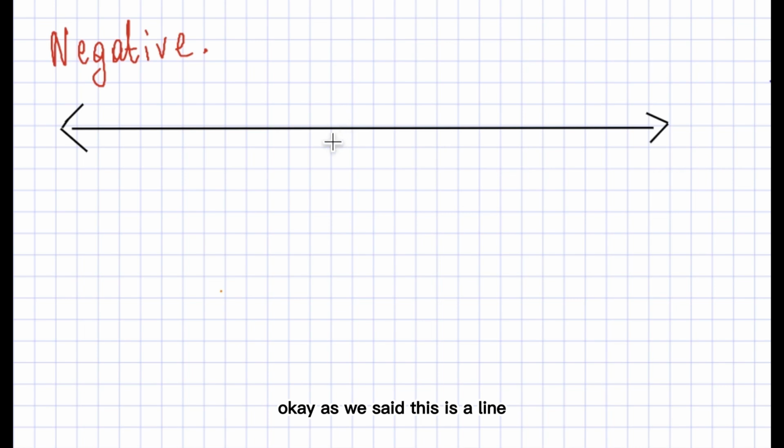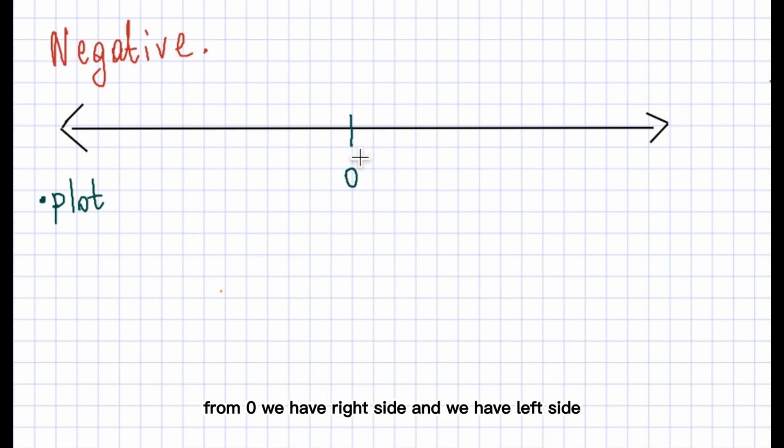Okay, as we said, this is a line. When I put numbers on it, it will turn into a number line. I will start from the middle and I will plot numbers. Plot is a mathematical term for placing numbers on a number line. As you see, 0 is in the middle, and we have two sides from 0: the right side and the left side.